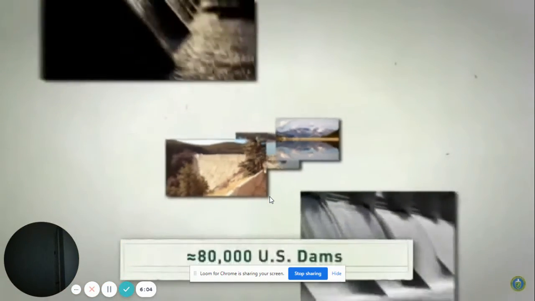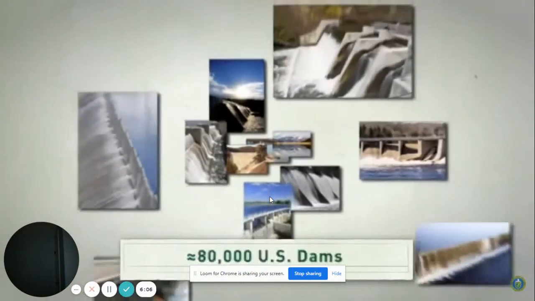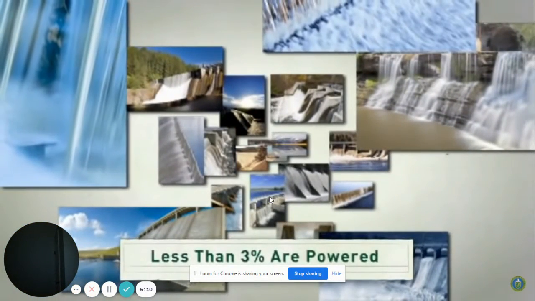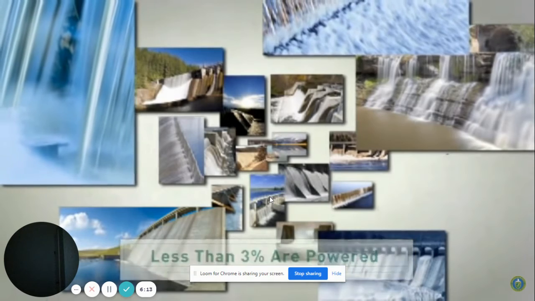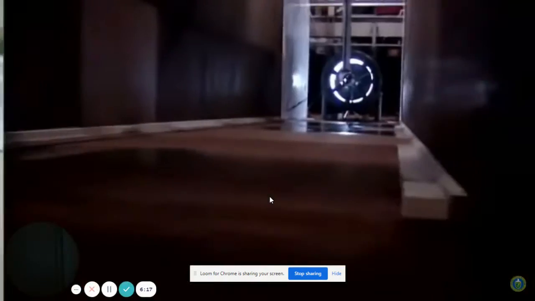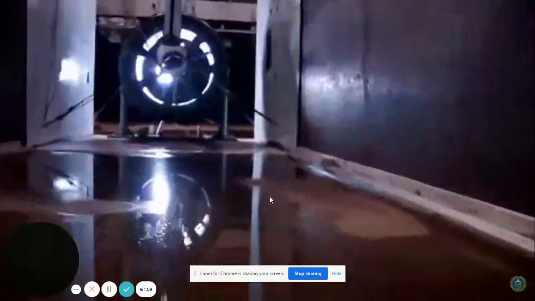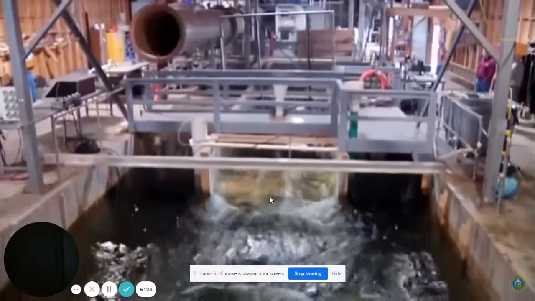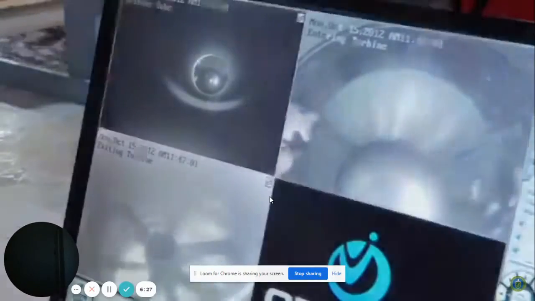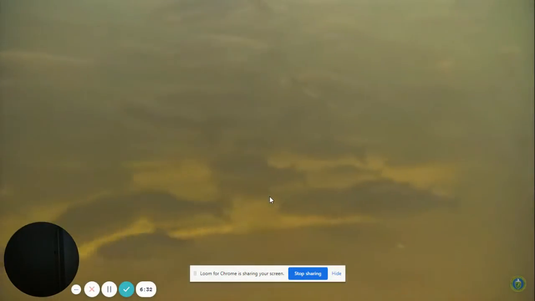Today, there are about 80,000 dams in the U.S., but less than 3% of these dams produce power. That means there's a big opportunity to generate more clean, renewable power at dams we've already built. New technology is also making hydropower even more environmentally friendly. For example, researchers are reducing adverse impacts on fish with fish-friendly turbines, and fish ladders, like these, let them swim around dams.